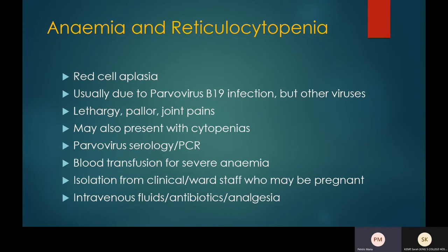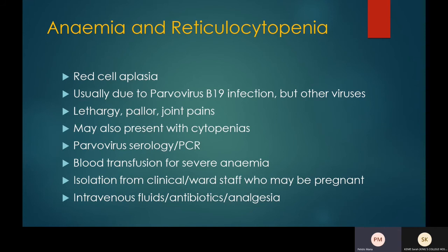Now, if a child presents with severe anemia and very low reticulocyte count, as mentioned before, this is due to red cell aplasia, and usually due to infection with parvovirus B19. However, other viruses can cause a red cell aplasia. These children will present sometimes with lethargy, pallor, sometimes with a pain crisis, and some may have joint pains. And they may also have other cytopenias, thrombocytopenia and leukopenia.